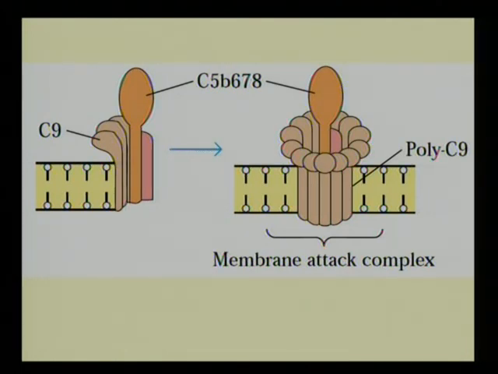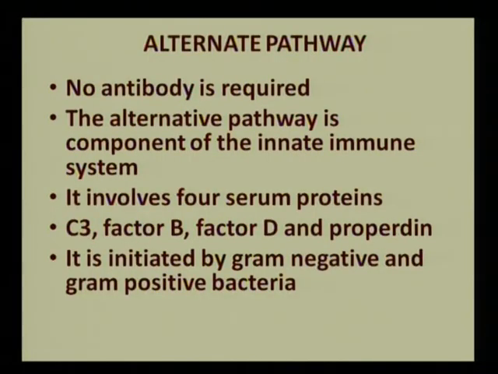Once this membrane attack complex forms, you can say that the classical pathway of activation has stopped in a way. But the complement function hasn't stopped here. So this comes to the next point of discussion, that is the alternate pathway. Till now we discussed the classical pathway. Now we are discussing the alternate pathway. In this alternate pathway, antibodies are not required. So how does it get activated if no antibodies are required?